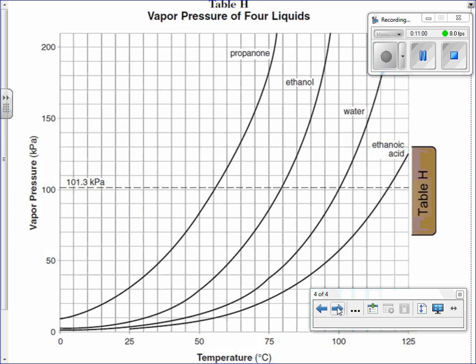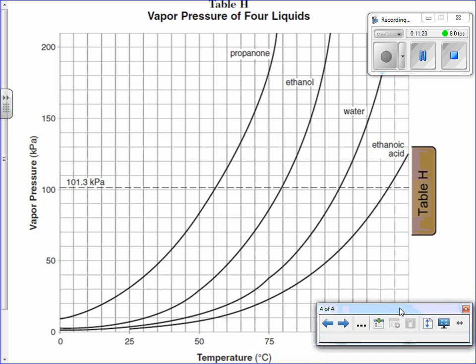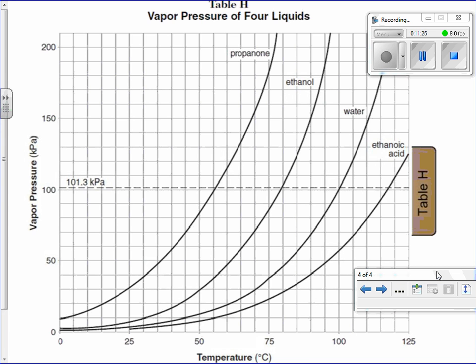Okay, last thing, vapor pressure. Vapor pressure is all on table H. If you get a weird question about 4 substances that you've never heard of, it's probably table H. Okay, propanone, ethanol, water, and ethanoic acid. What you need to know about this, any vapor pressure question with numbers involves you just reading from this graph, okay? Do not let it scare you. Just read it from this graph.